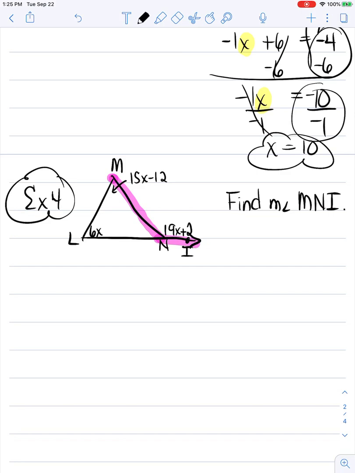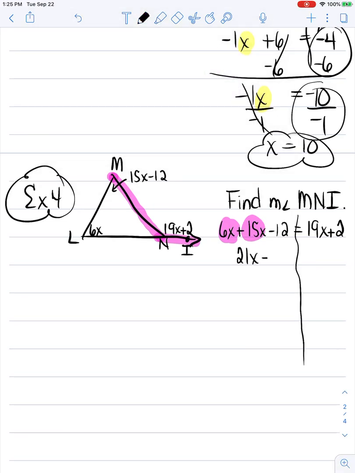So let's do that. So first, let's write our equation. I know that the two inside angles added together equals the outside angle. So I'm going to write that. 6x plus 15x minus 12 equals, and that outside angle is 19x plus 2. So now I want to solve for x. So it looks to me like I need to combine like terms. 6x and 15x is 21x minus 12 equals 19x plus 2.